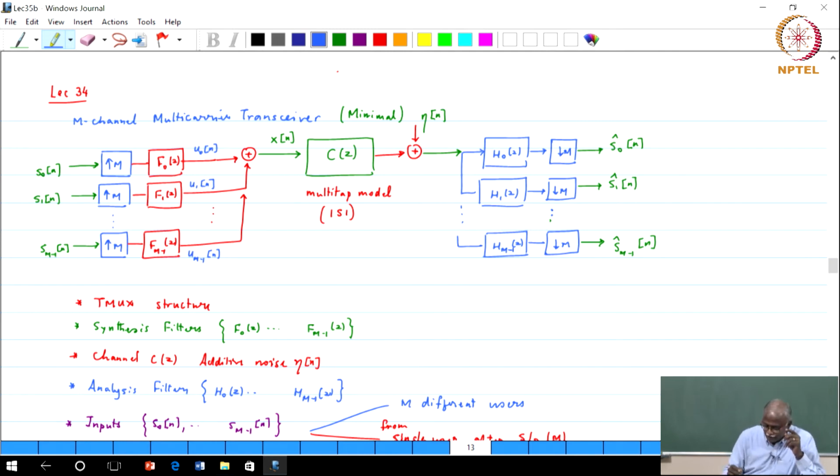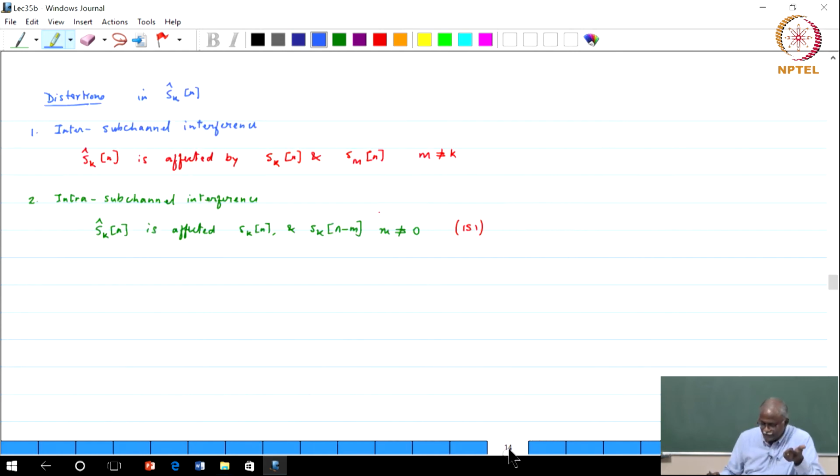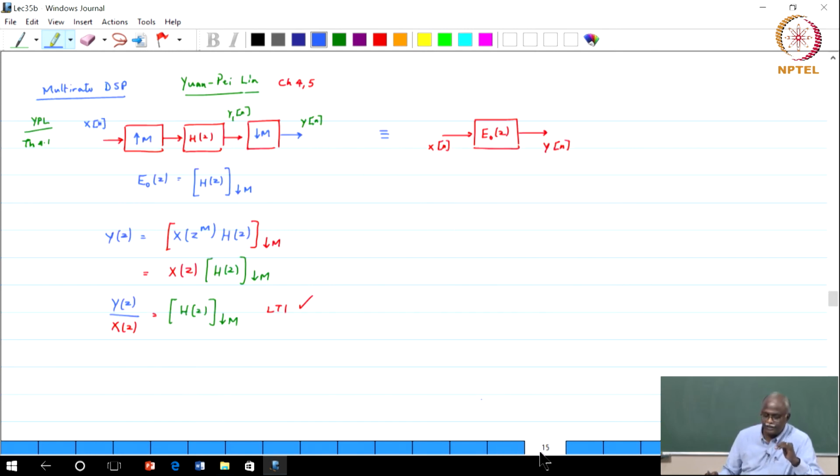So, given this structure, we then went back and said that there is an understanding of what can happen in the channel. You can have mixing of the signals, that is called inter subchannel interference, and then you can have intersymbol interference within each subchannel, that is called intra subchannel interference. So, basically two types of distortion, both of which need to be eliminated for us to get a uniform detector.